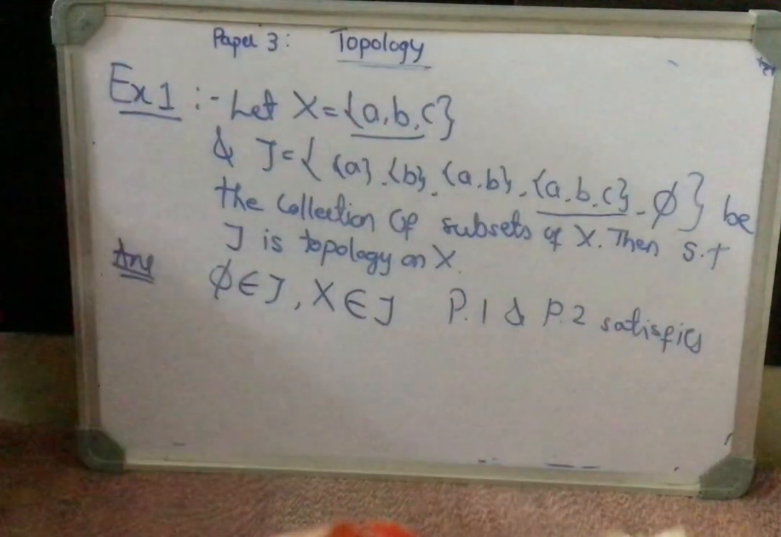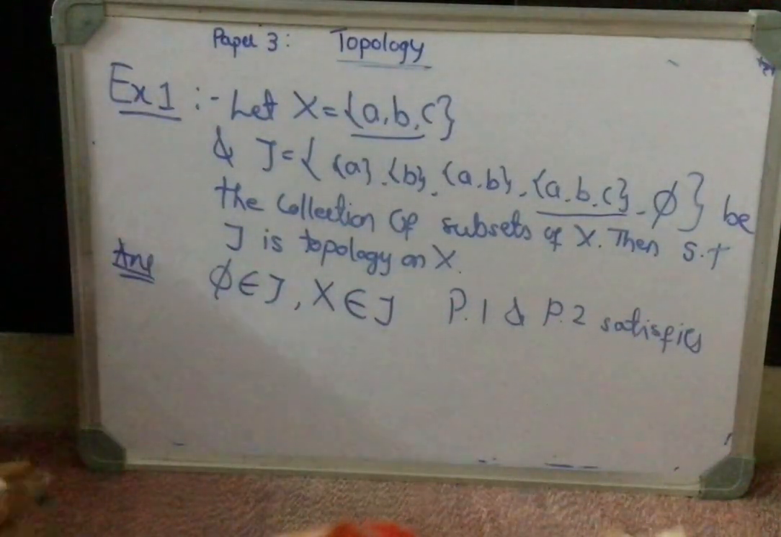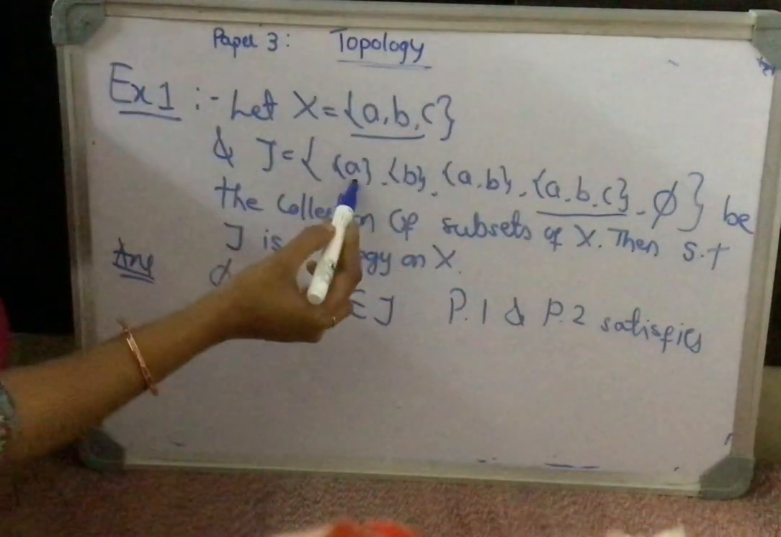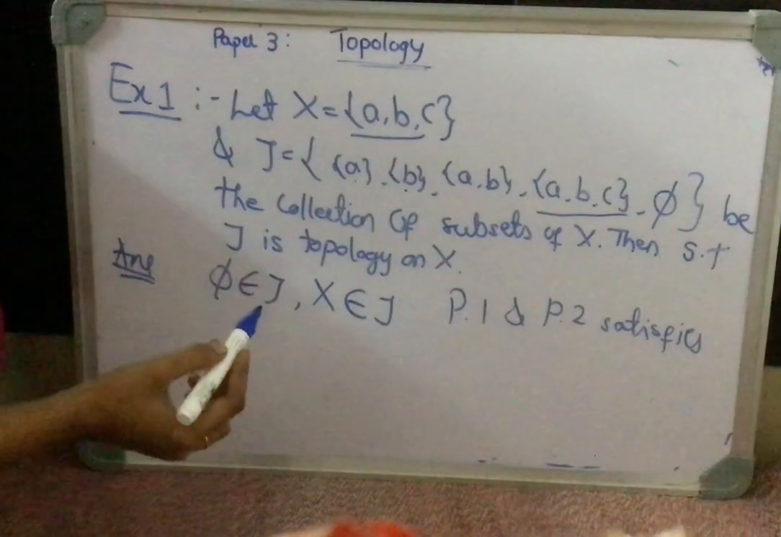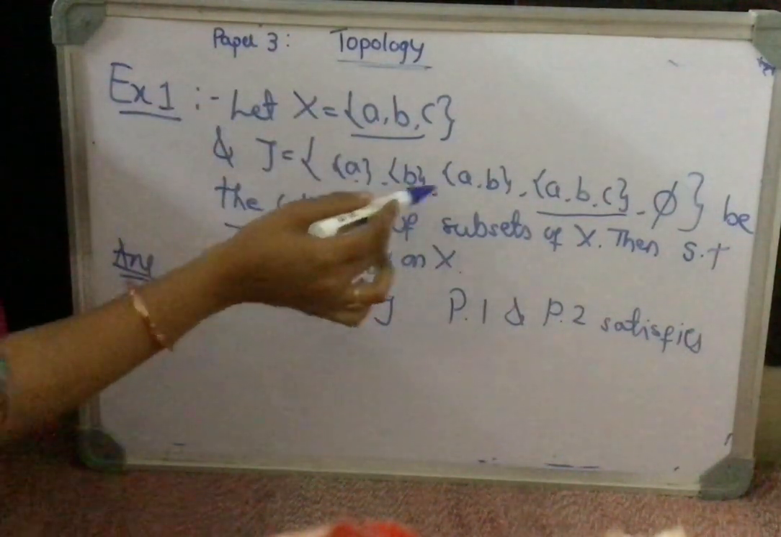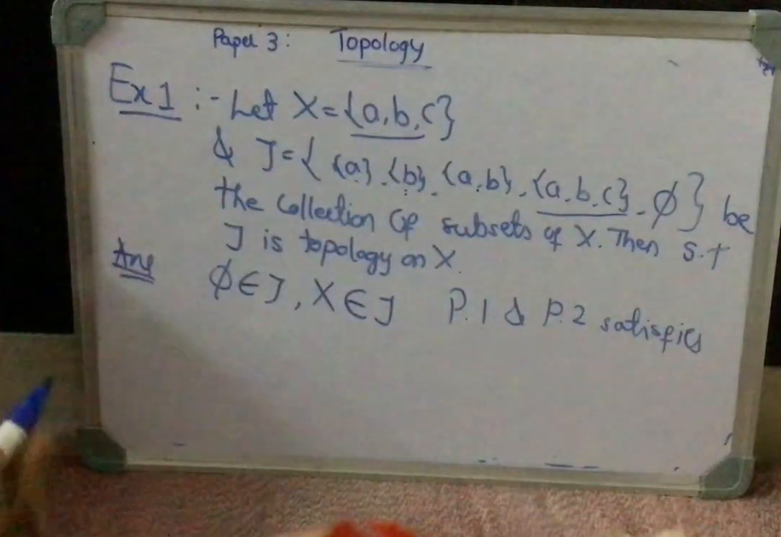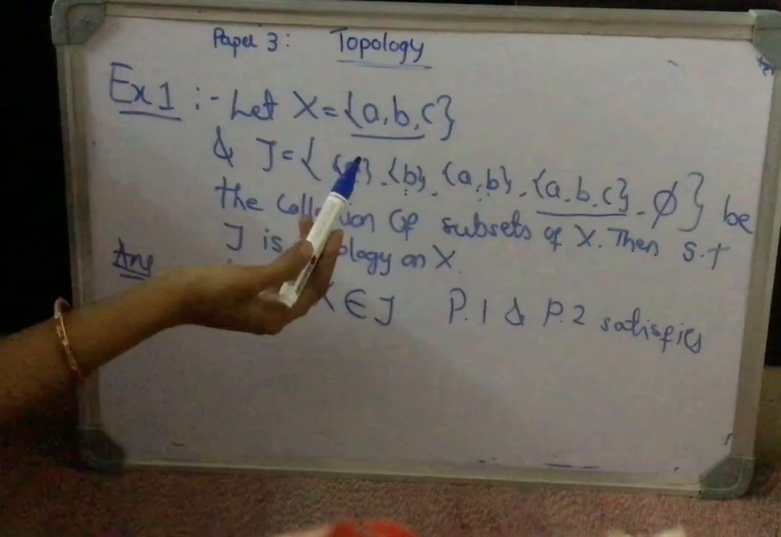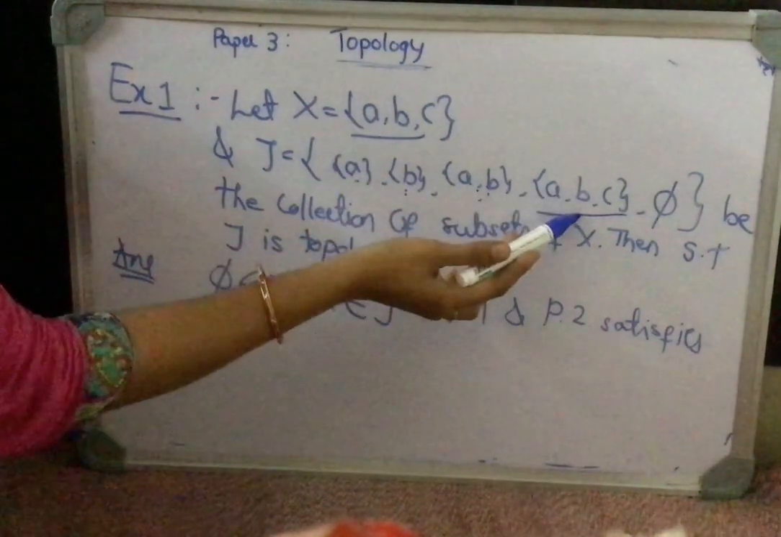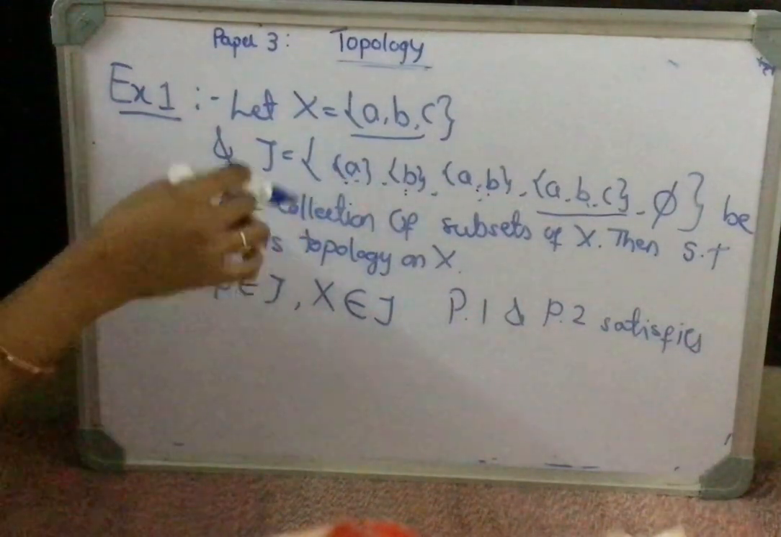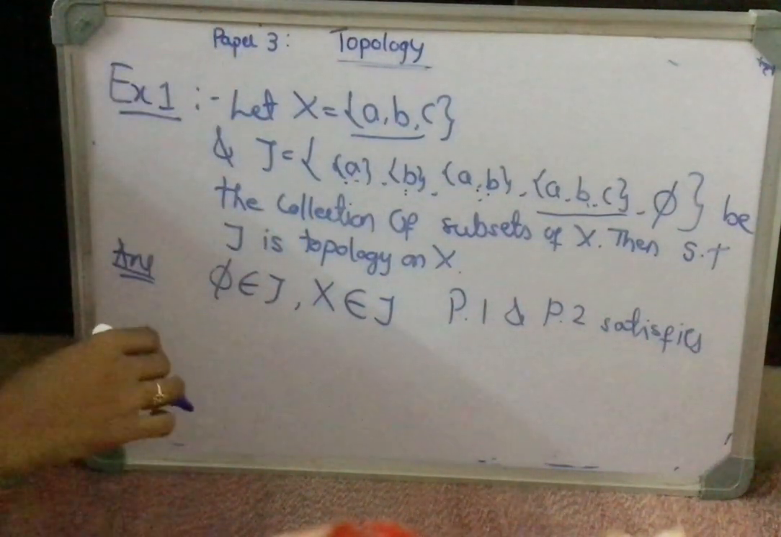Next, for P3, the union of members of tau is again a member of tau. So you take the union of any two of them, and the union is again a member of tau. Now A union B is AB. A union AB is AB. A union ABC is ABC. A union empty set is A. Like that, all the combinations you have to do.